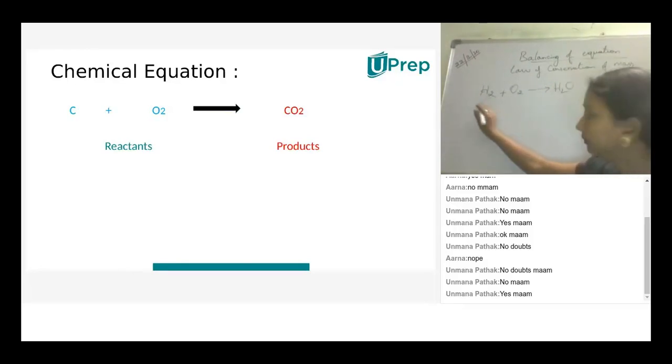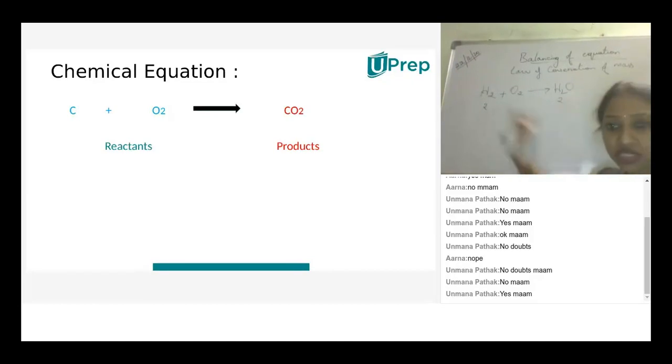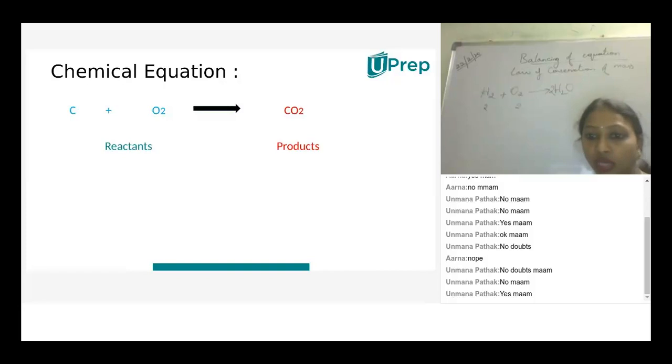Here, how many hydrogens are there, children? 2. Here, how many hydrogens are there? 2. That means the number of hydrogens is equal. Understood or not? Here, how many oxygens are there? 2. Here, how many oxygens are there? 1. Is it balanced? No. So how many oxygens are required? We require 2 oxygens, but we can't add like this. This is wrong. So where do we need to add 2? We need to add 2 at the prefix. That is called the prefix. Understood? We need to add at the prefix.